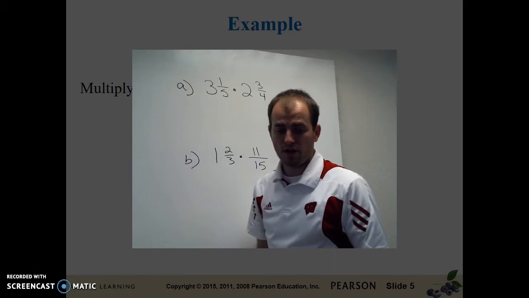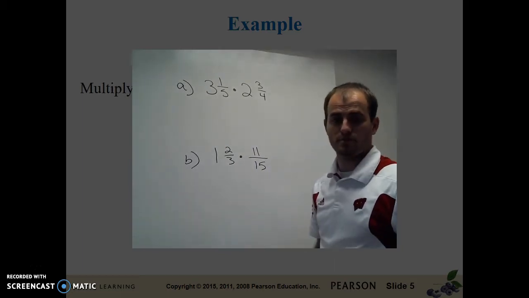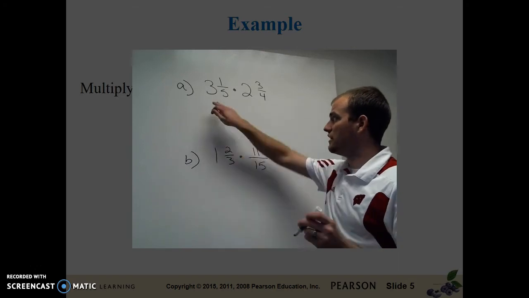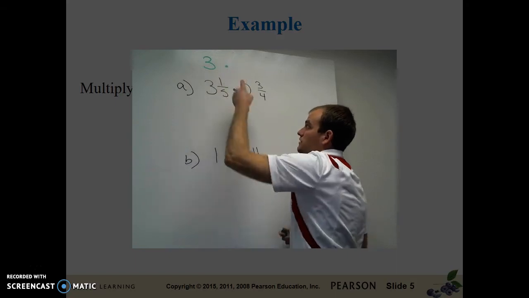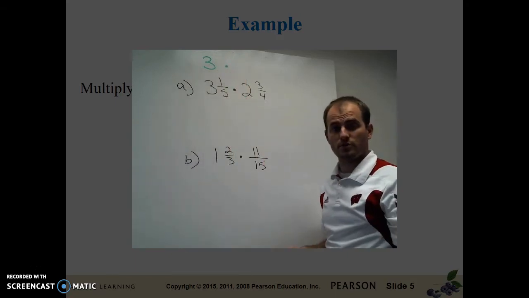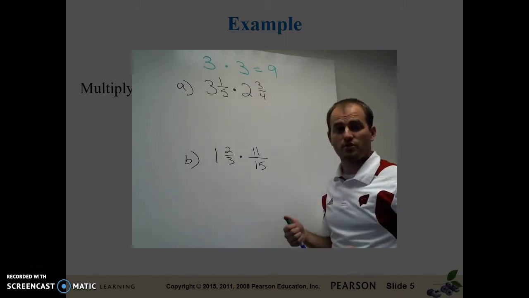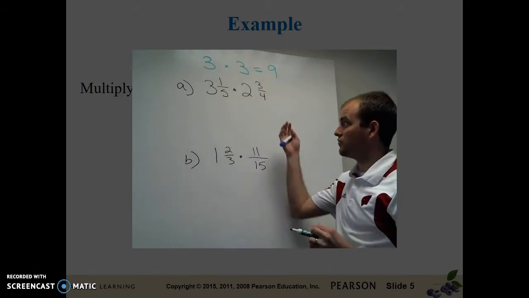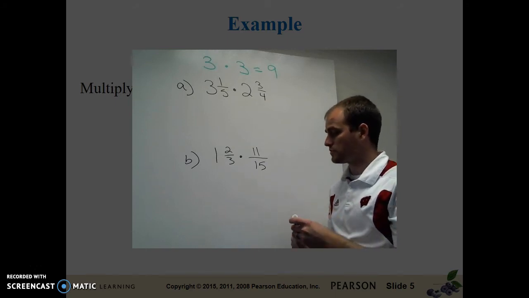If you read on your handout here, this is letter A, it does say to check by estimating. So let's do that first. 3 1/5 estimates to about 3. 2 3/4 would round up also to about 3. So our answer should be somewhere around 9. Okay? So if you get something that's not around 9, you know you've done something wrong.